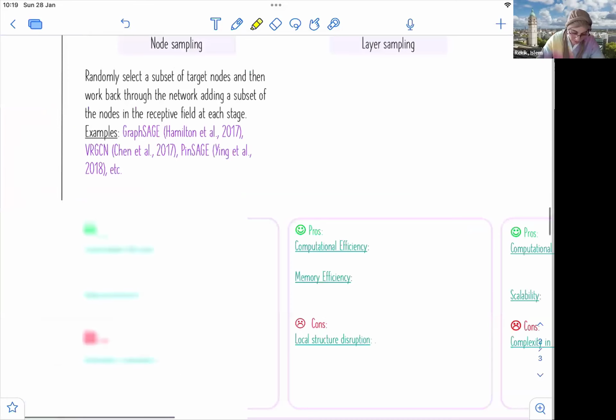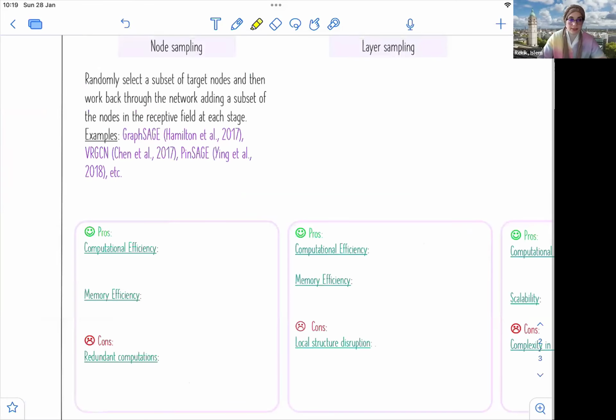In node sampling, we randomly select a subset of target nodes. Randomly means they may not be connected. We just randomly select from the graph and define the batch in that way, and then work back through the network, adding a subset of nodes in the receptive field at each stage. This is, for example, GraphSAGE. There is also variance reduction GCN, PinSage.